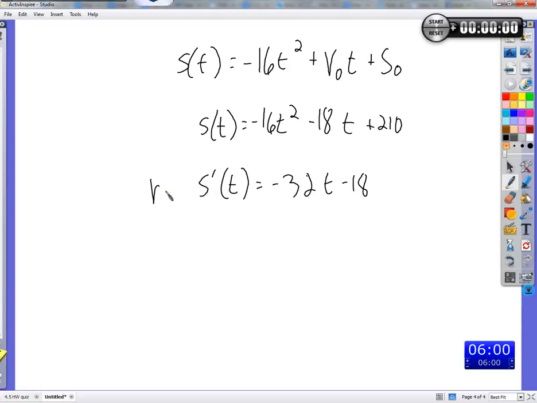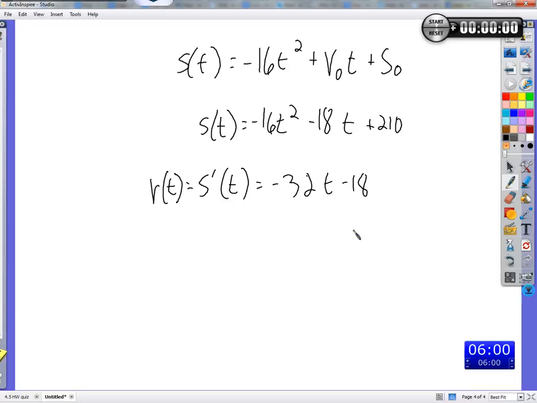Okay. This is the velocity function, velocity as a function of time. That's the same as the derivative of the position function. So you just plug in 4. Negative 18 minus 4 times 32 is. So you're finding the velocity of what? The ball at 4 seconds. Yeah, the velocity of the ball at 4 seconds.